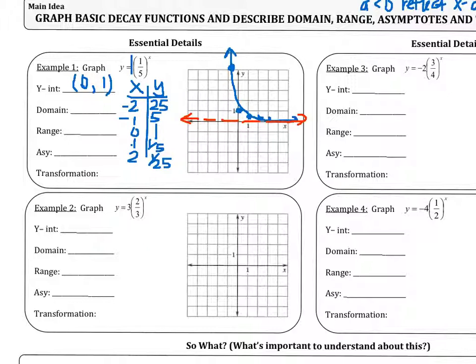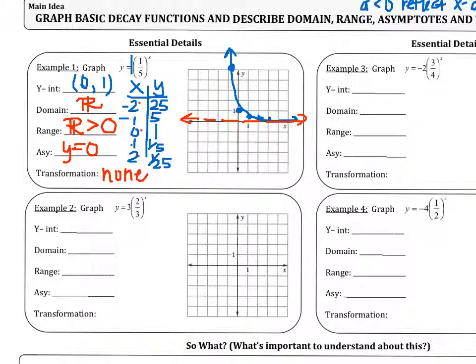So let's talk about the asymptote. The asymptote has the equation y equals 0. My domain: I put in negative numbers, 0, and positive numbers, so my domain is all reals. My range: you'll notice all of the y values are above my asymptote, so we say all reals greater than my asymptote, which occurs at 0, so all reals greater than 0. In this case, because my y-intercept still is at (0, 1), there is no transformation. This is the basic function.